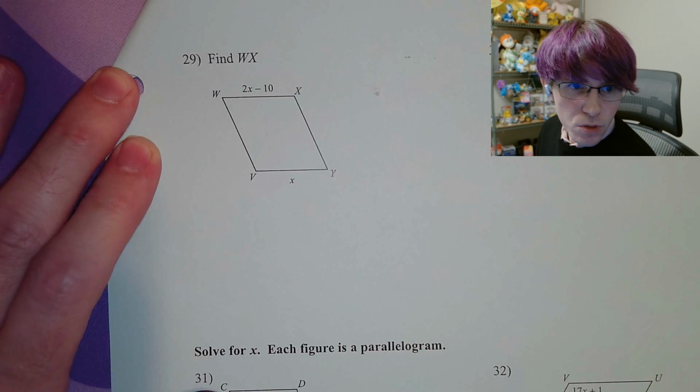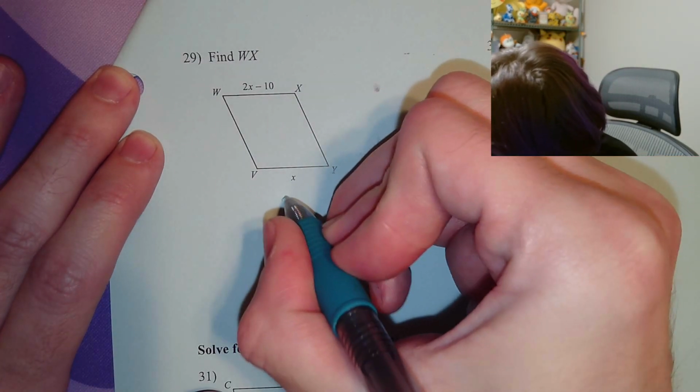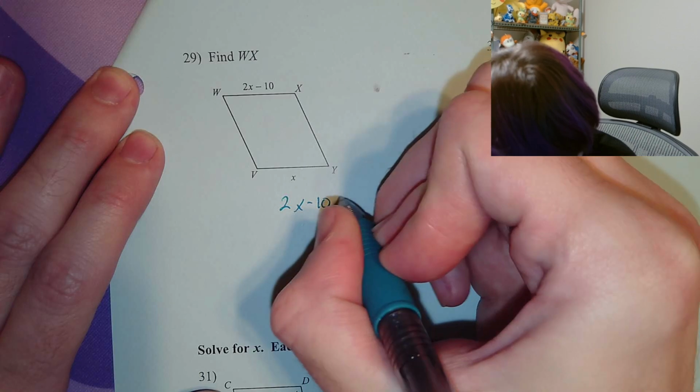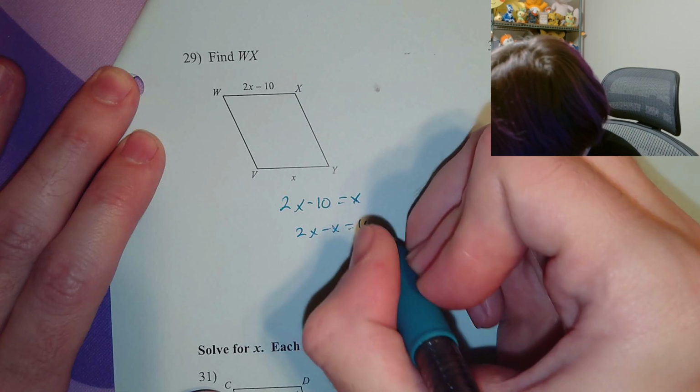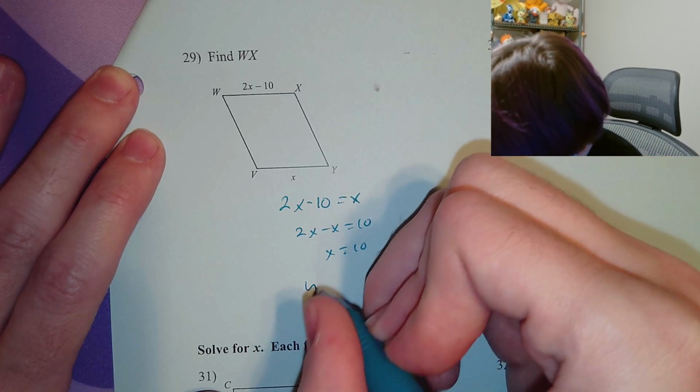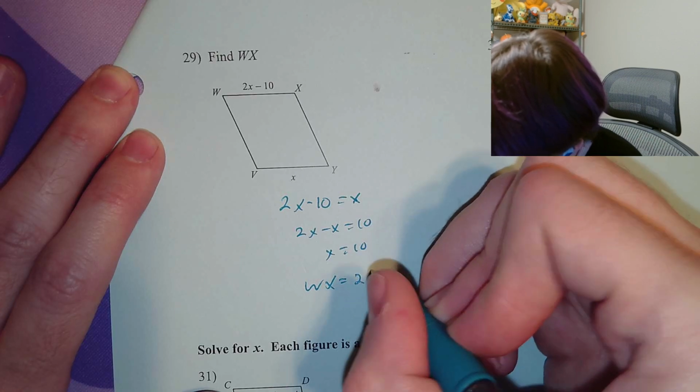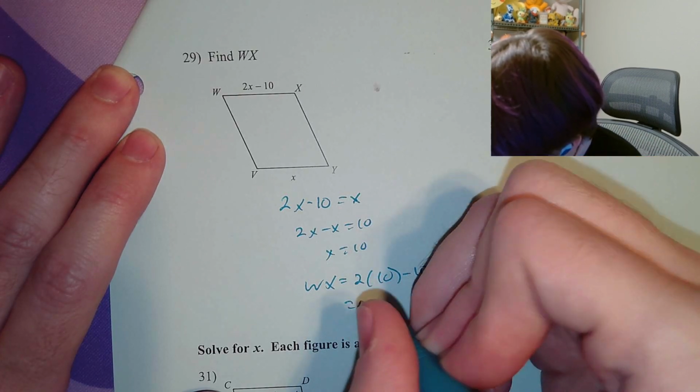Whatever. All right, 2x minus 10 is going to be equal to 2x. And that's going to be a nice easy one. 2x minus x is equal to positive 10, or x is equal to 10, and then you plug in wx, and that's going to be 2 times 10 minus 10, which is still 10.